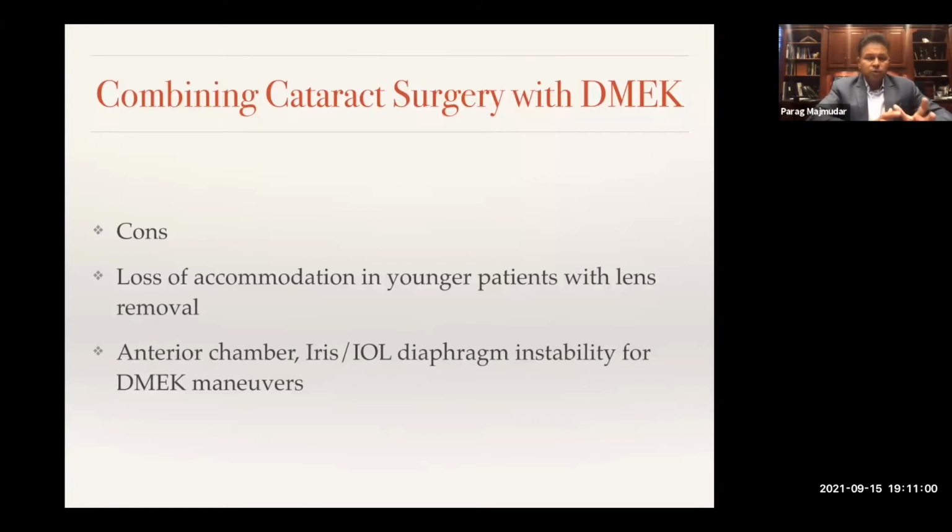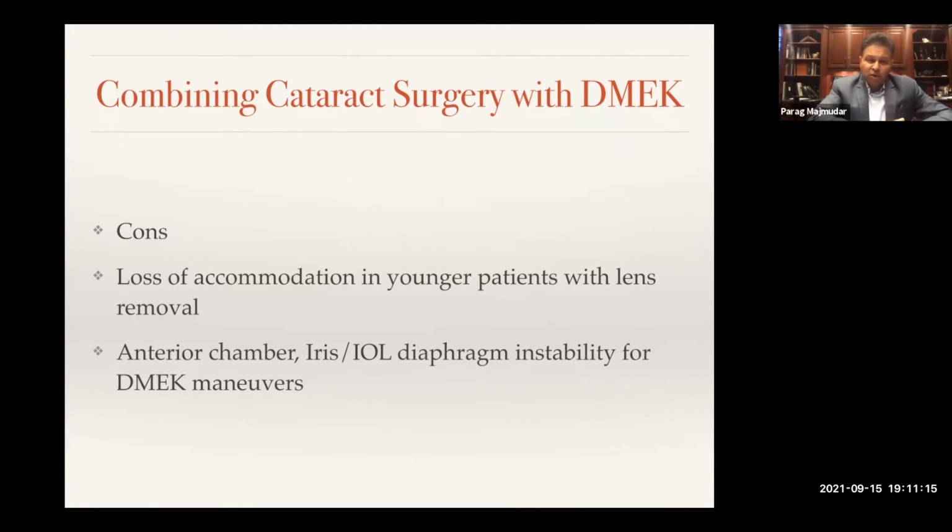The issue becomes when you have a patient who is on the younger side and you're in a gray area again as to whether or not to remove the lens. I think it's important, again, to bring up this concept of loss of accommodation when you remove a lens.